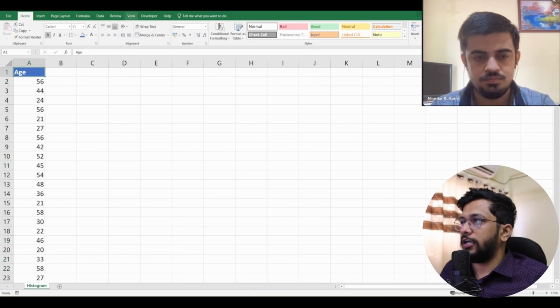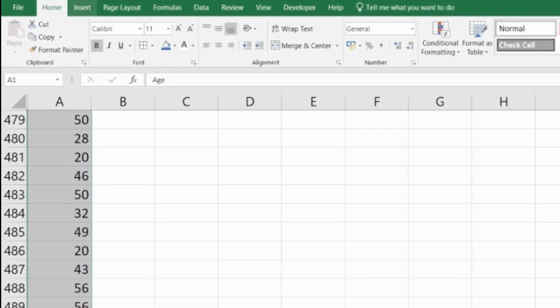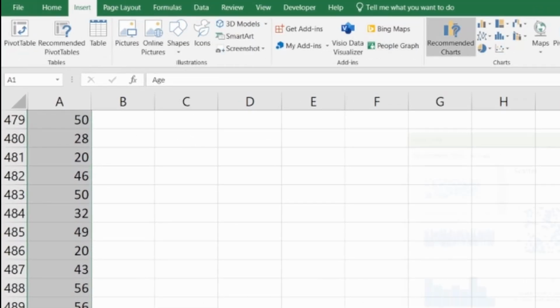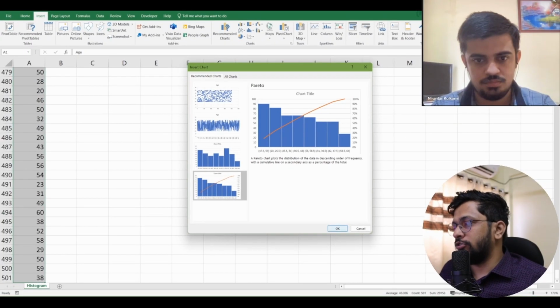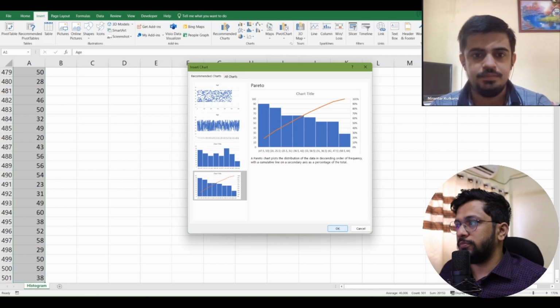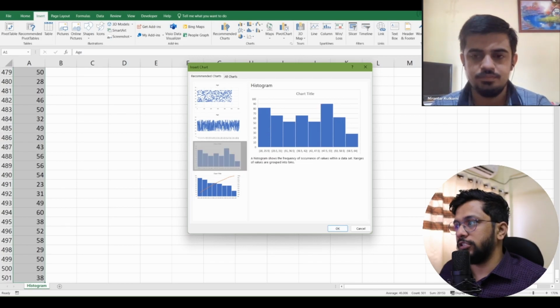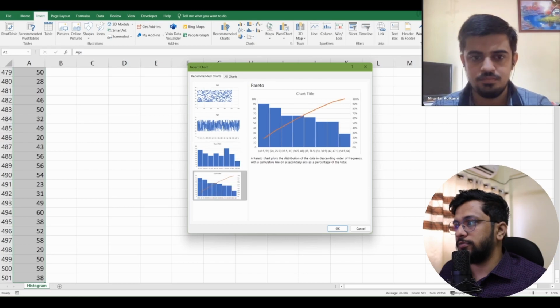I'll just click on this entire data, and what we'll do is select Insert, Recommended Charts, and the last one. This is a histogram. Histograms are generally also called a Pareto chart. This is the plain histogram that you can see, and this is basically a Pareto Principle chart.